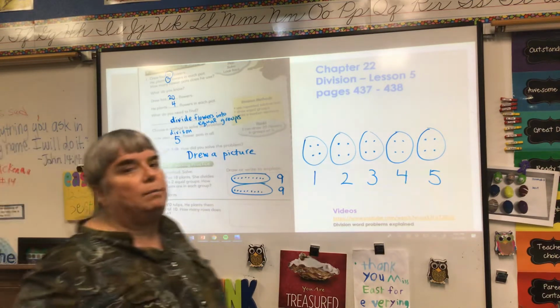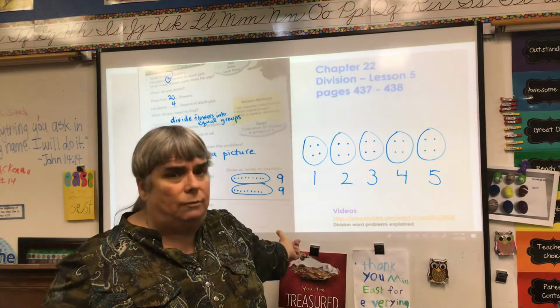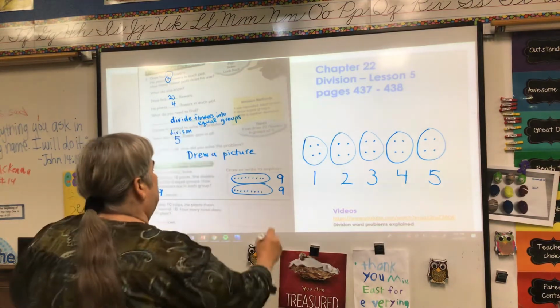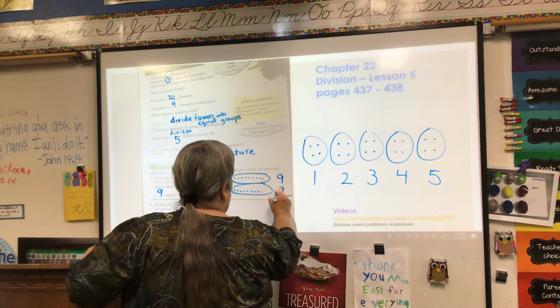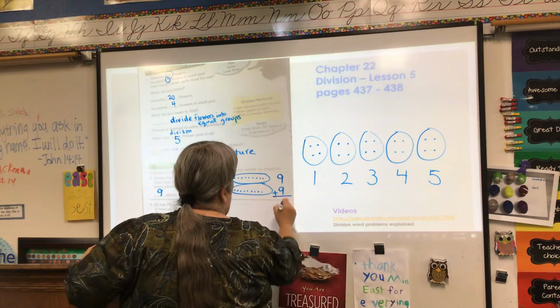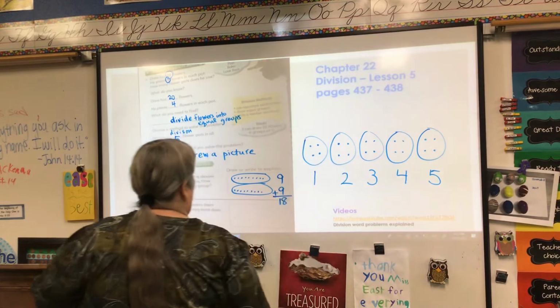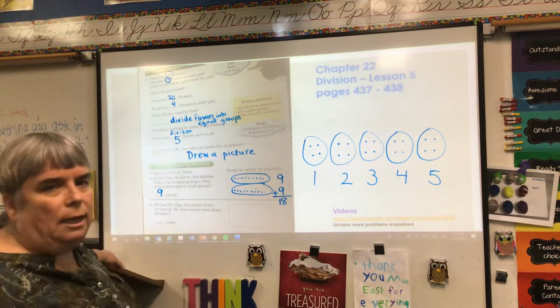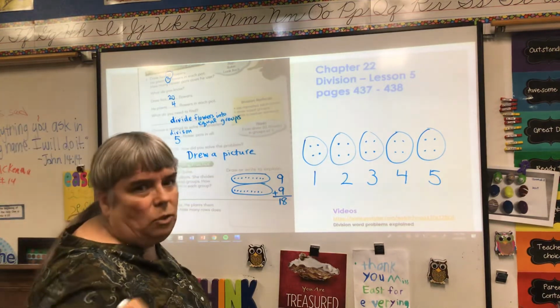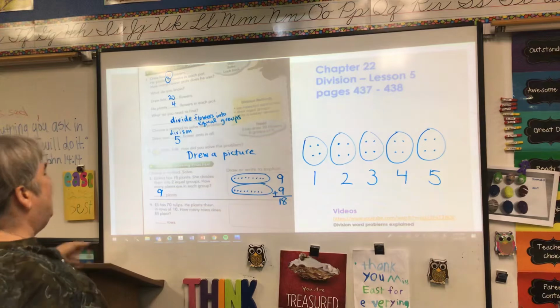Now if I wanted to check my work, especially because I only have 2 equal groups, I could go like this. 9 plus 9, I happen to know my double facts. So 9 plus 9 is 18. So that works perfectly.